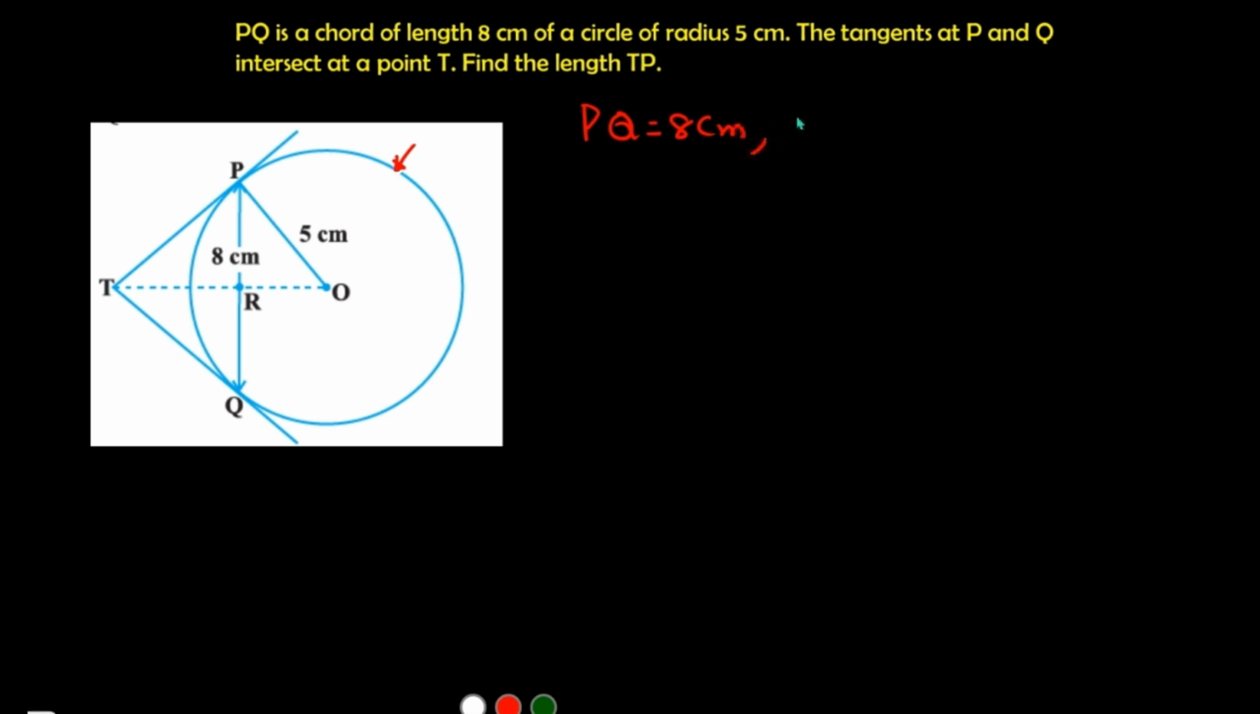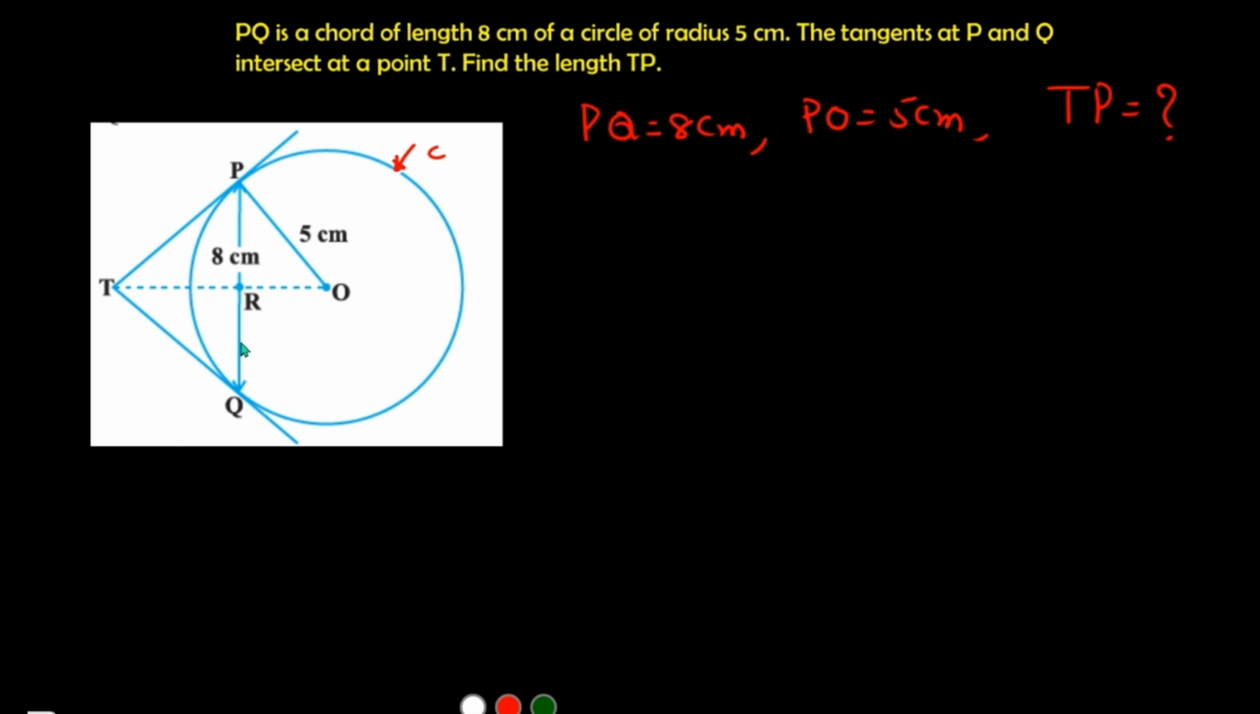Now also given is the radius of the largest circle. I'm just mentioning, C is the circle here. That is PO, okay, PO equal to 5 centimeters. Then the tangents at the points P and Q intersect at a point T. So to the circle he has drawn the two tangents from the point T, and the tangent points on the circle are P and Q, okay? Find the length of TP. So we need to find the length of TP.